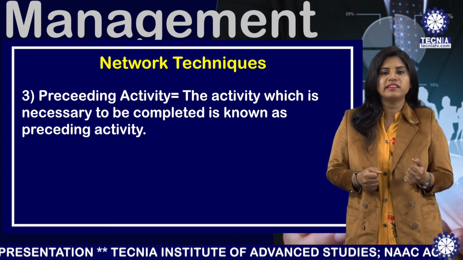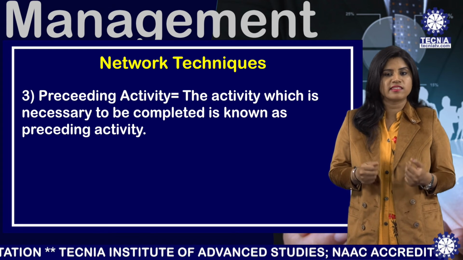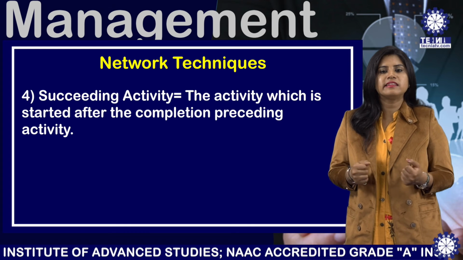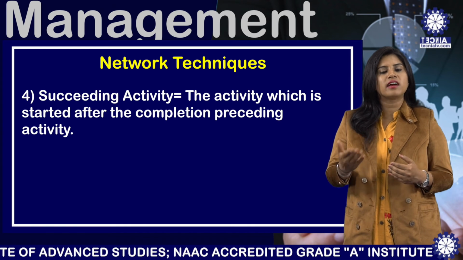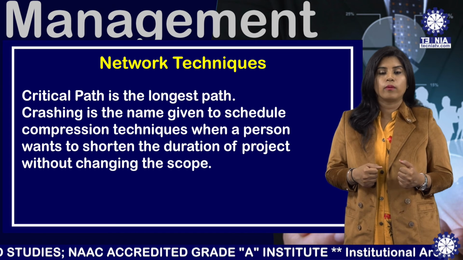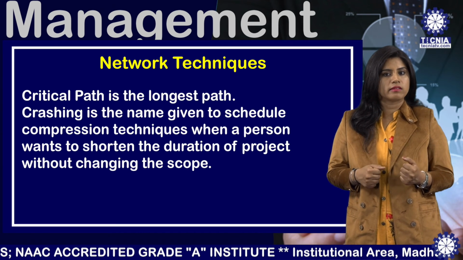Now, what do you mean by preceding activity? The activity which is necessary to be completed first is known as the preceding activity. Next, succeeding activity. The succeeding activity is the one which is started after the completion of the preceding activity. Now, critical path is the longest path.